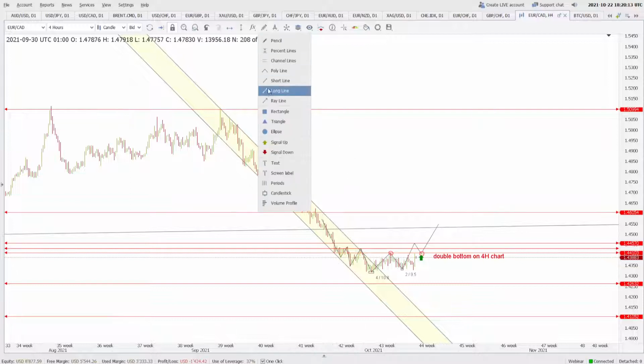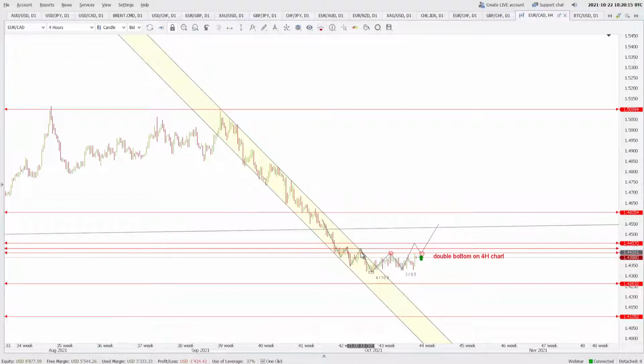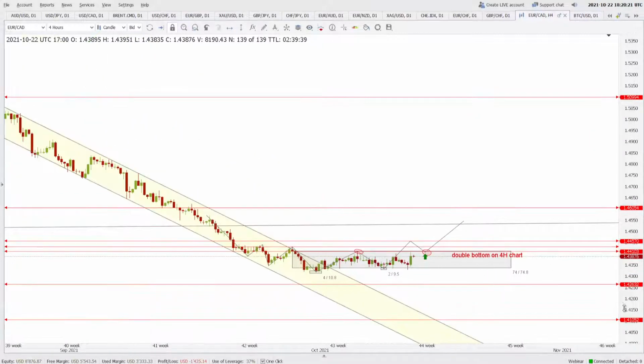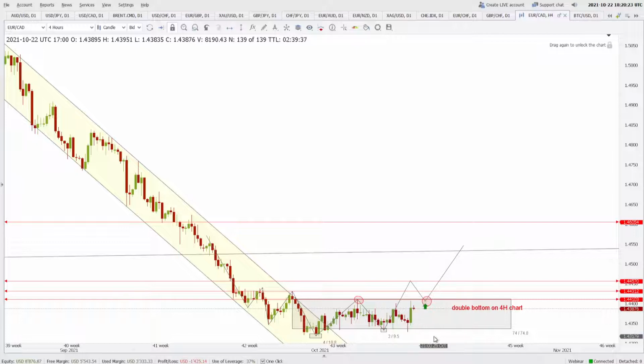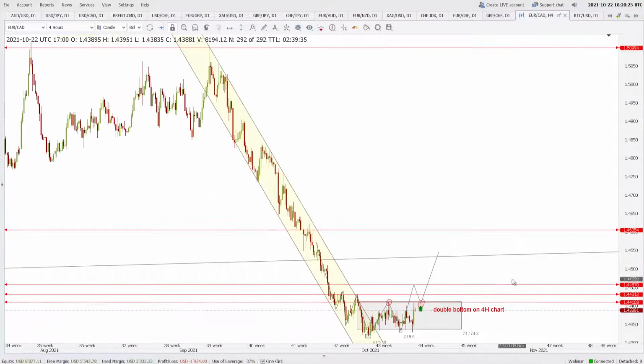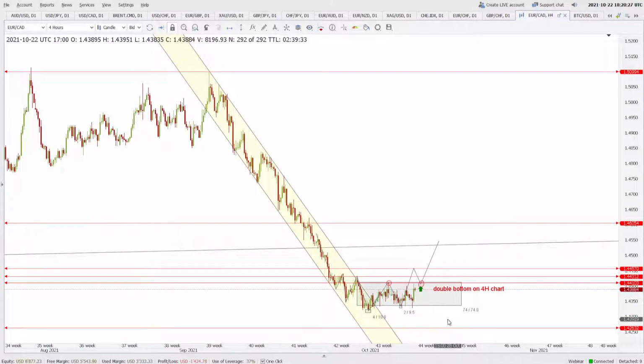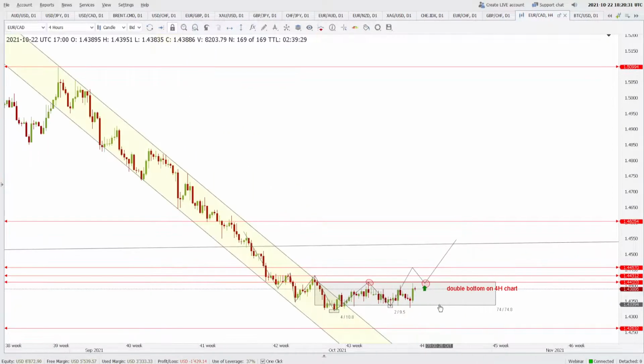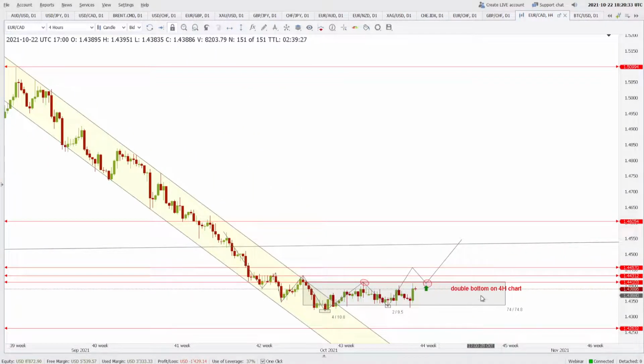But if it breaks to the higher side, then it can be a very good opportunity to go long. But in case it breaks down, then also it will be a good opportunity to go short. So either way it is good, but 1.4263 is the next support, and 1.4410 is the next resistance on this chart.